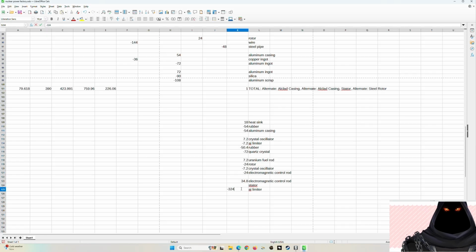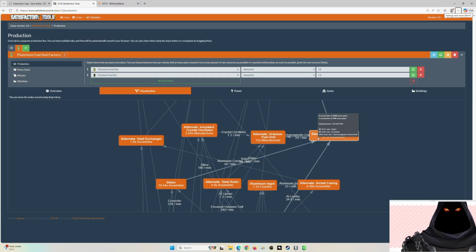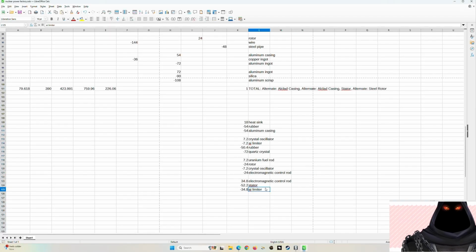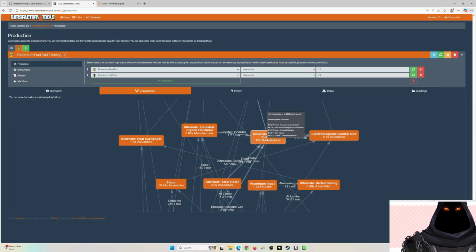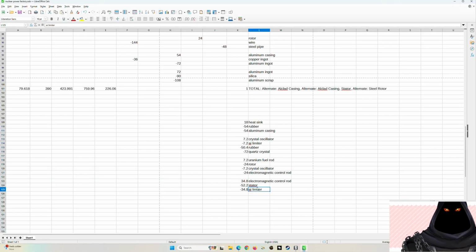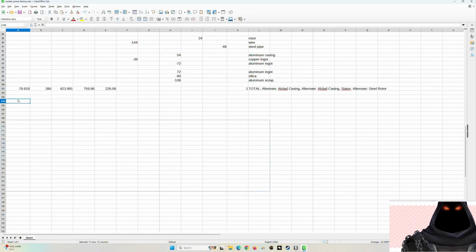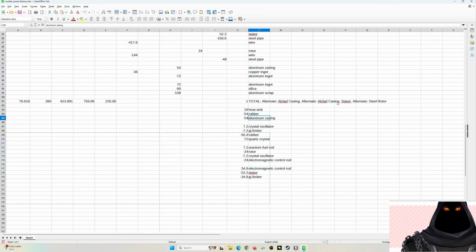We have minus 34.8 AI limiters. And we have minus 52.2 stators. Okay. And how many? I think this was 2. So I think you can fit 2 of these.